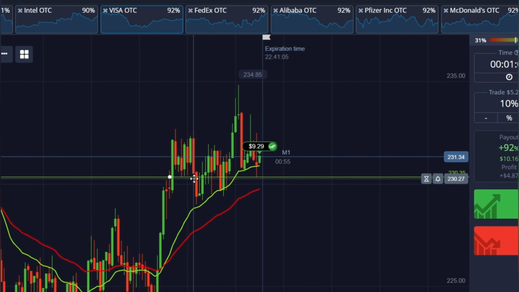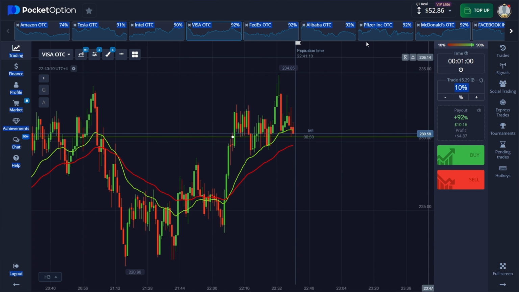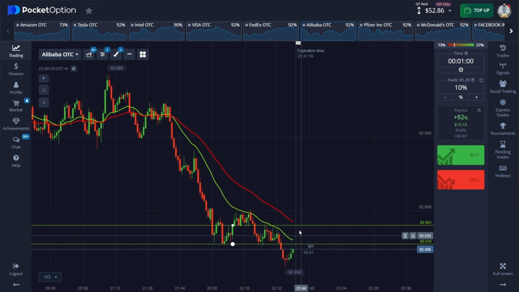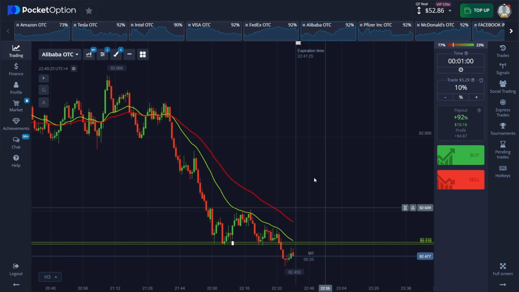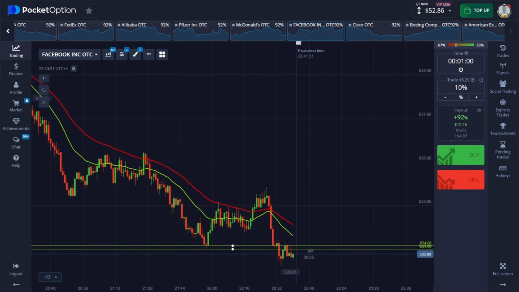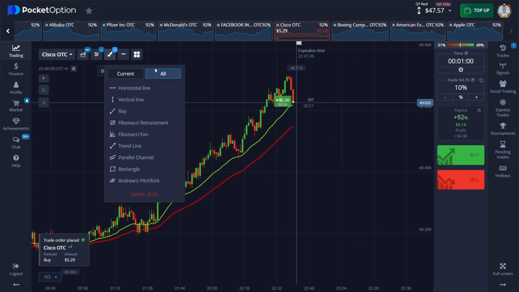We won the Visa OTC trade. Now let's find another trade. Alibaba looked like a good option, but we will avoid it. Cisco looks like a good trade for the upside move, so I placed a trade for the upside move on Cisco OTC using 10% of my capital.